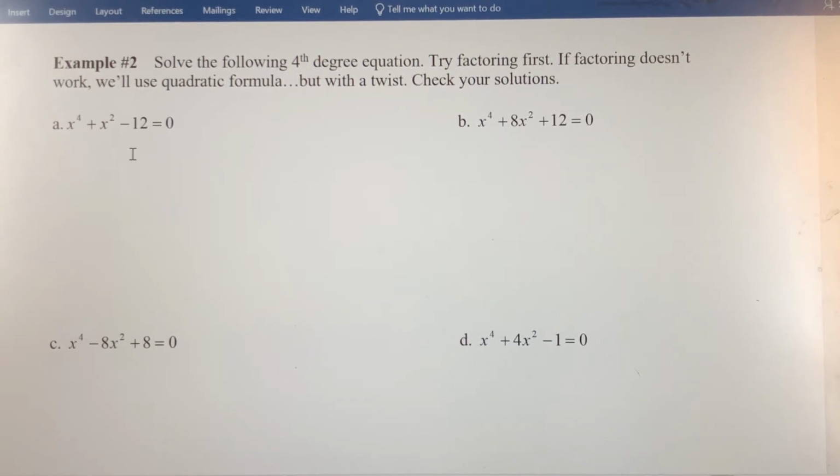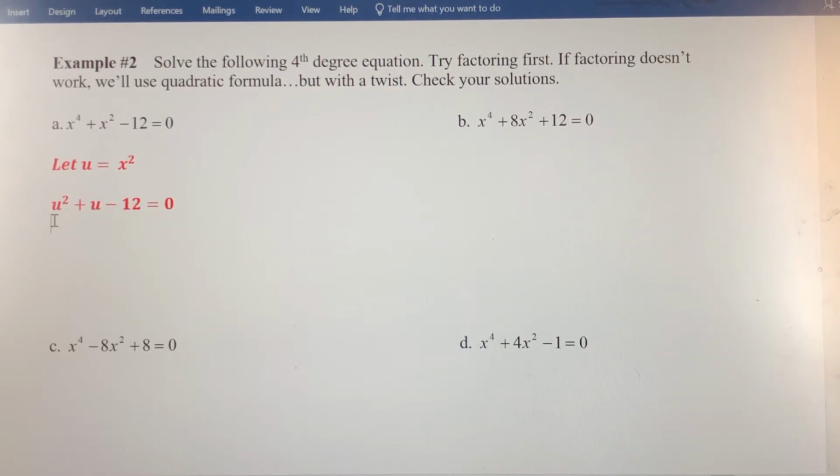So as we learned previously in this unit, there are times where it actually benefits you to use easier terms, okay? So we're going to replace x squared with u. Okay, so if x squared is equal to u, then x to the fourth would be equal to u squared. Okay, x squared would be u, and we don't have to do anything with the 12 because there's no x squared there. So I'm going to rewrite this fourth degree equation as a second degree equation. Okay, so u squared plus u minus 12 equals 0.